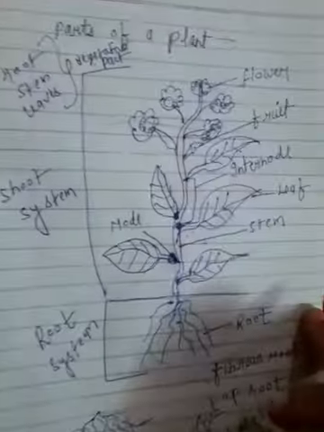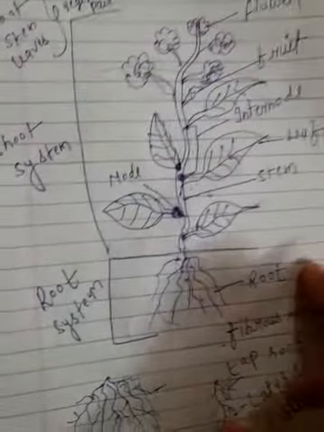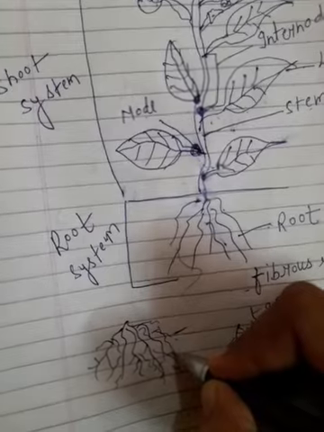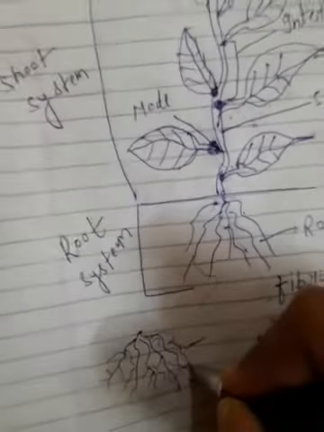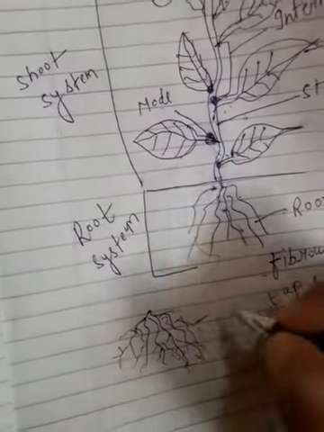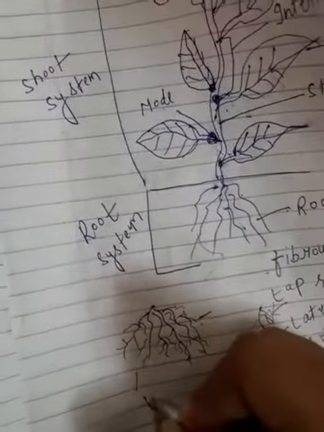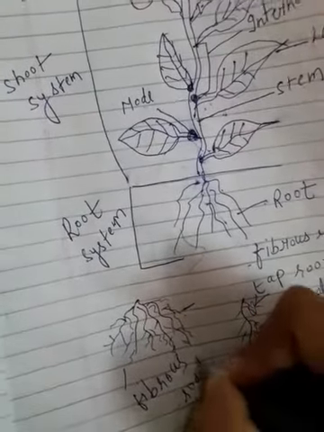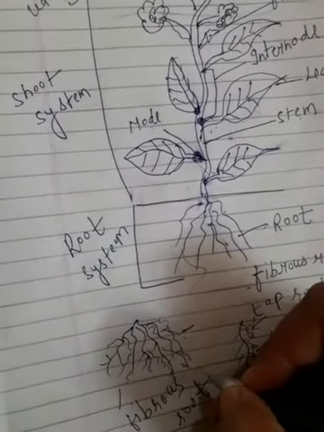Now in some plants like wheat, maize, sugar cane and banana, there is no main root. A number of roots arise in a cluster below the stem and spread out in the soil. Such roots are called the fibrous roots.